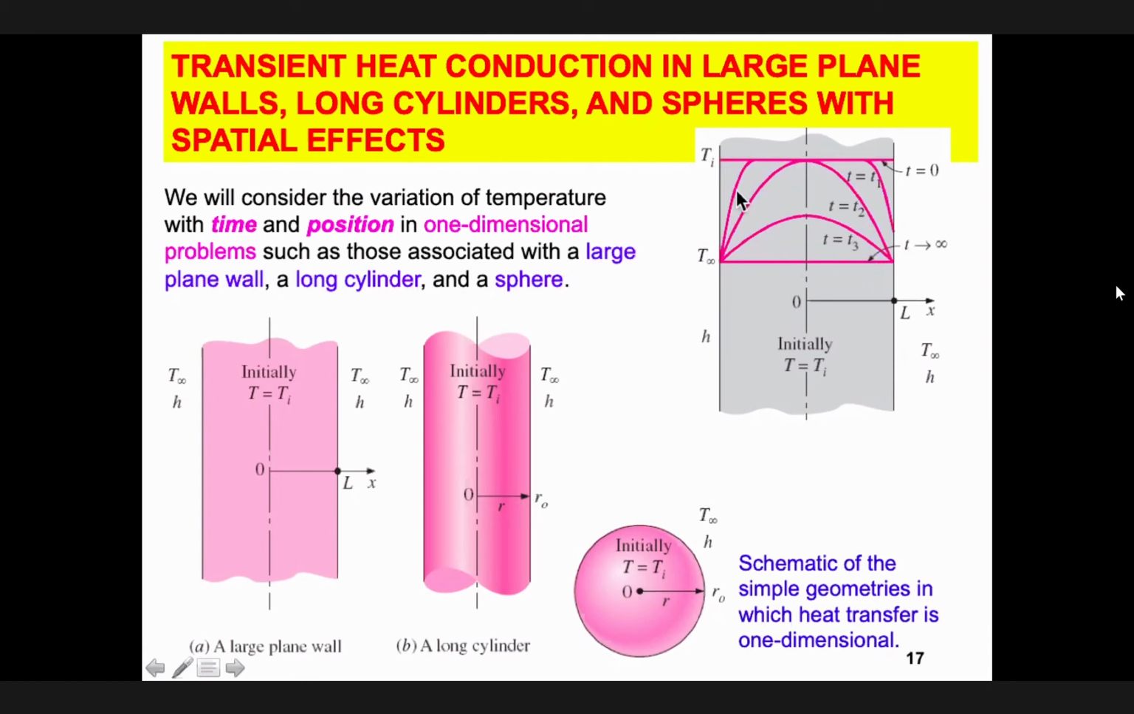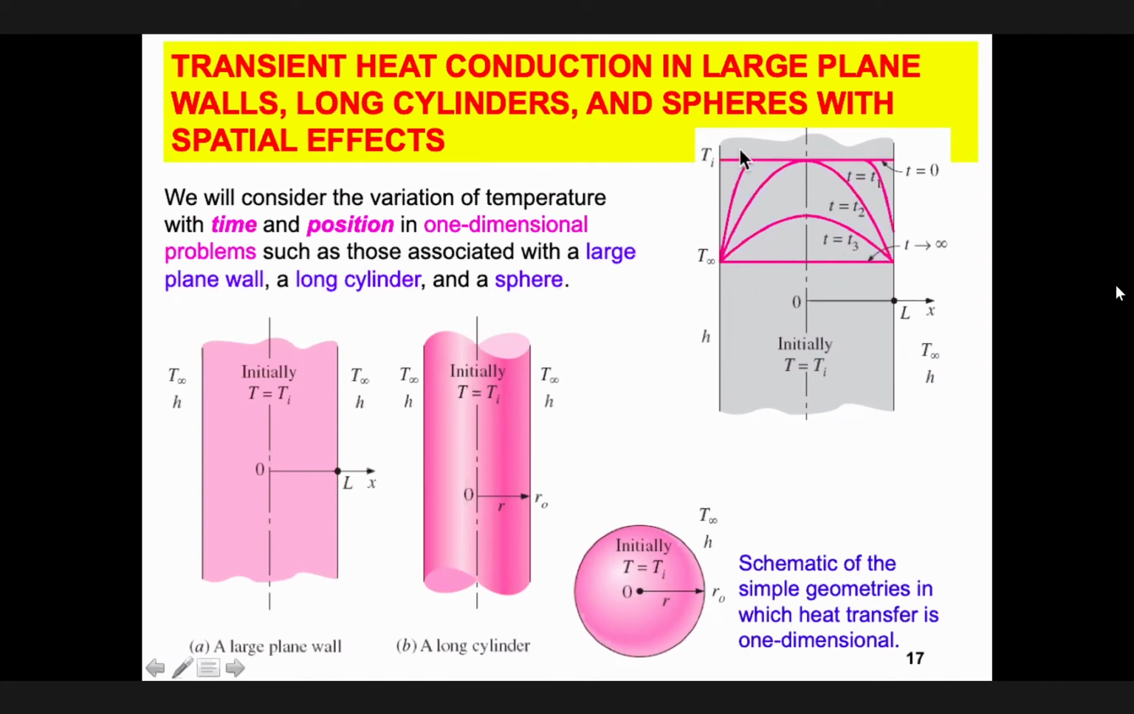Therefore, you can see there is a resistance to heat transfer through the wall, so we cannot assume the temperature everywhere is the same, okay? Before, the temperature everywhere was the same, but now we can see there's a temperature profile inside the body. Here is the initial temperature, Ti. We expose it to an environment at temperature T infinity, and this line represents the temperature distribution in the body as a function of time.